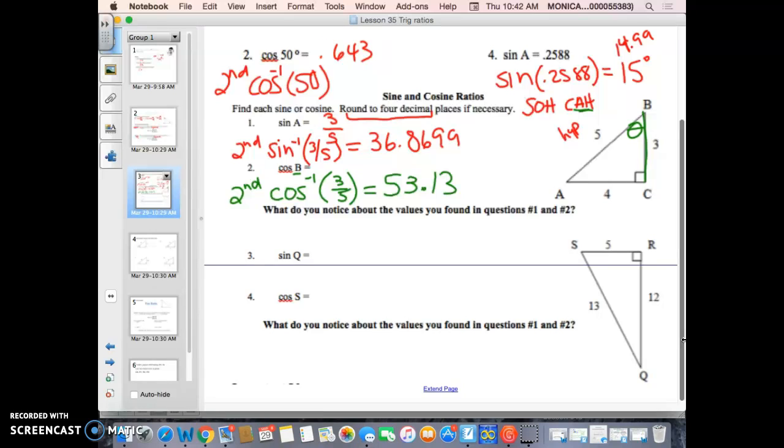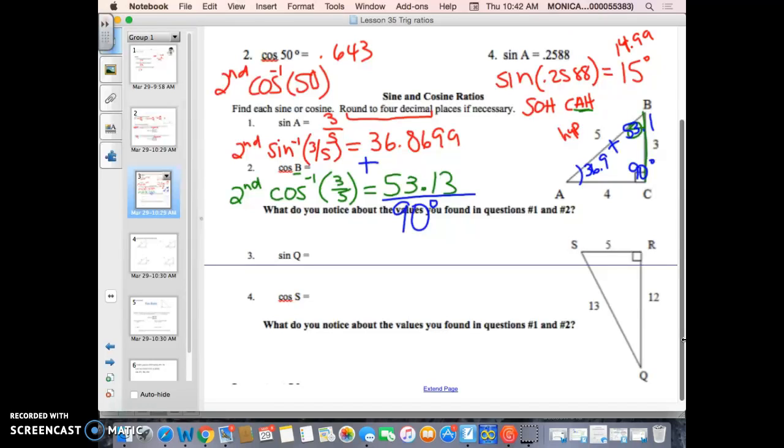Now what's interesting is, what do you notice about the values 1 and 2? Well, if I add these values together, you actually get 90 degrees, which makes sense. This angle here, angle A, is 36, let's just say 0.9, and this one here is 53.1. Well, all 3 of these angles should add up to 180 degrees. And if this one's already 90 degrees, then these two should also add up to 90 degrees.